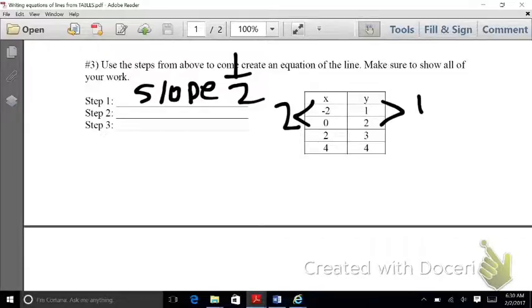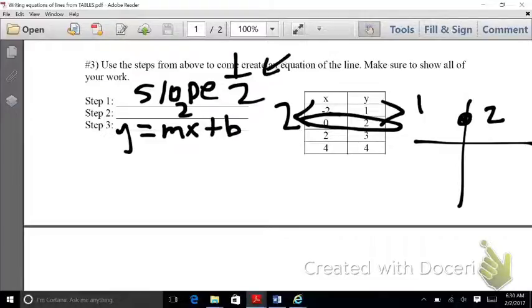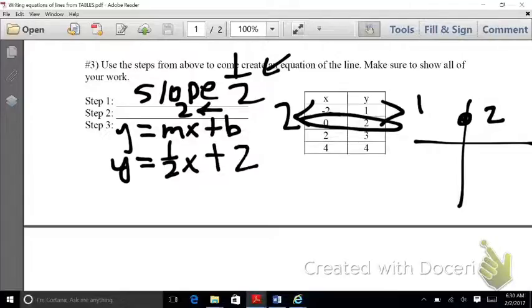Our y-intercept, step 2, if we were going to graph this, it wouldn't be over left or right, but it would go up 2. So our y-intercept is, of course, a 2. So if we're putting it into slope-intercept form, I'm going to replace the m with that 1/2. I'm going to replace my b with my y-intercept of 2. I got y equals 1/2 x plus 2.